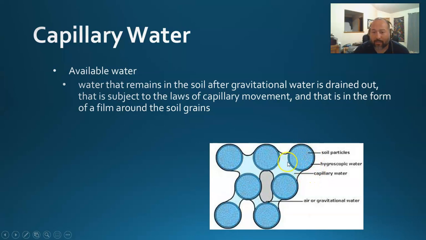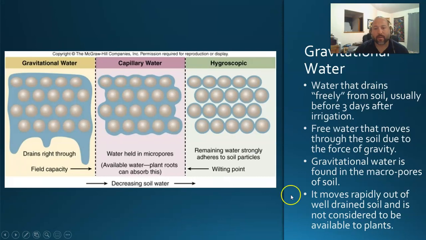There's our hygroscopic water there, and then here's our capillary water that's forming this film in between the soil grains. And then right here, that's going to be the third one we talk about, which is either an air pocket or it could be gravitational water working its way down through the soil as well. So gravitational water, water that drains freely from the soil, usually before 3 days after irrigation. So sometime before 3 days after irrigation, gravitational water will have worked its way through the soil.